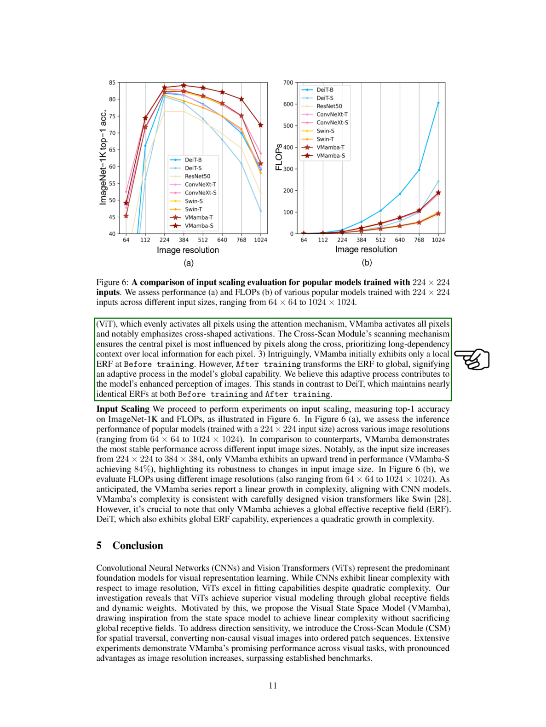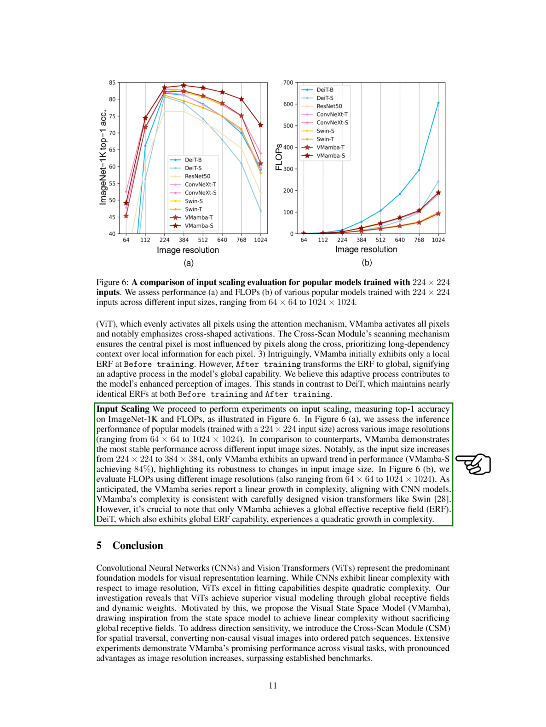We also conducted experiments on input scaling, measuring top-1 accuracy on ImageNet-1K and FLOPs. VMamba showed the most stable performance across different input image sizes. As the input size increased from 224 by 224 pixels to 384 by 384 pixels, only VMamba showed improved performance, with VMamba-S achieving 84% accuracy.